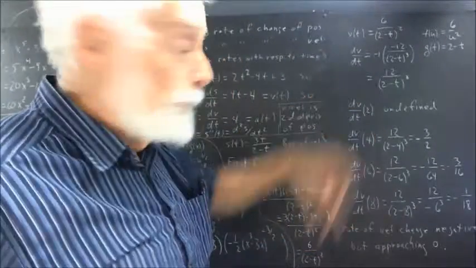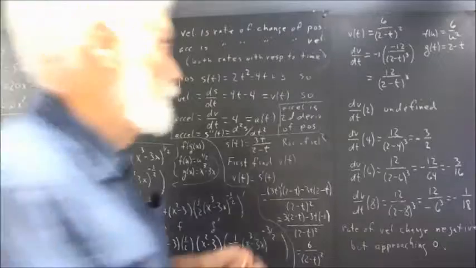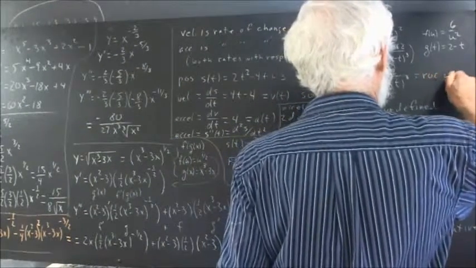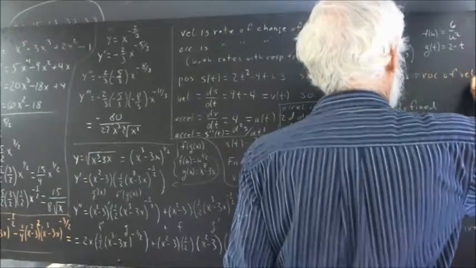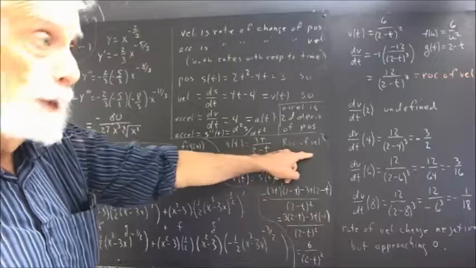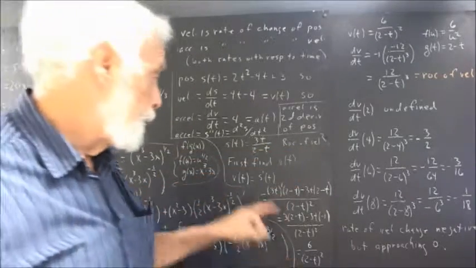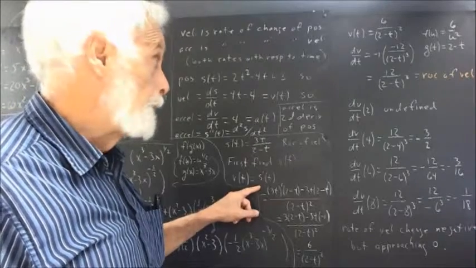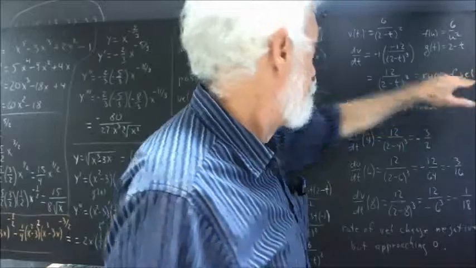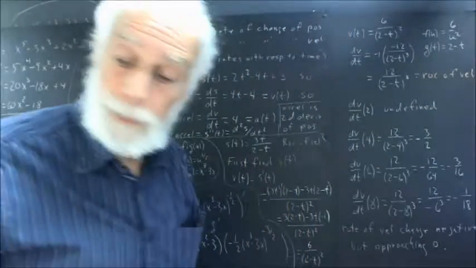So that's the rate of change of our velocity function. Okay, this is rate of change of velocity. So again, starting with our position function, to get the rate of change of velocity, first we had to find the velocity function, taking the derivative of the position function. And then we had to find the rate of change of the velocity function, which is the derivative of the velocity function.